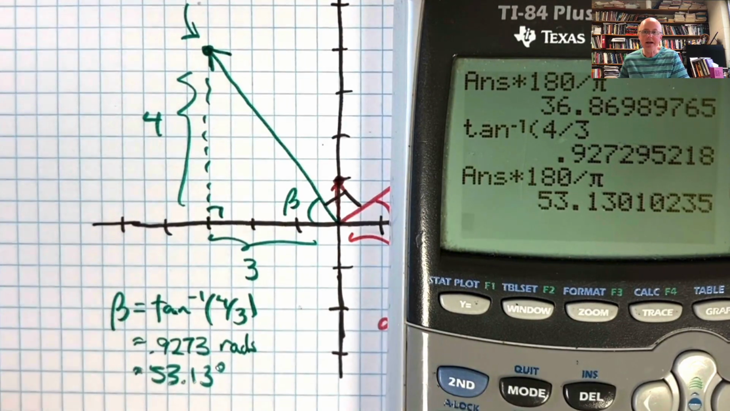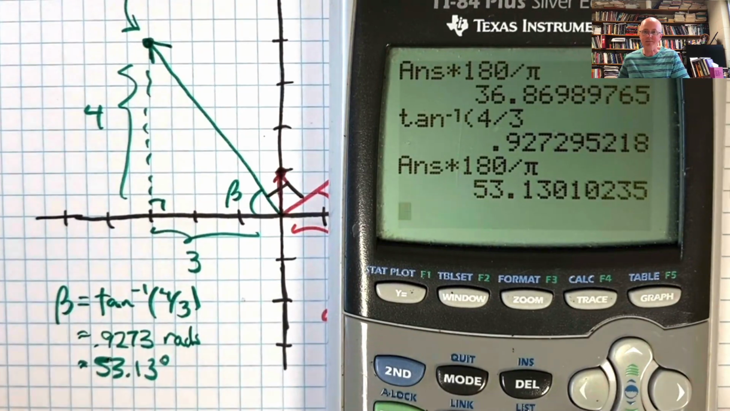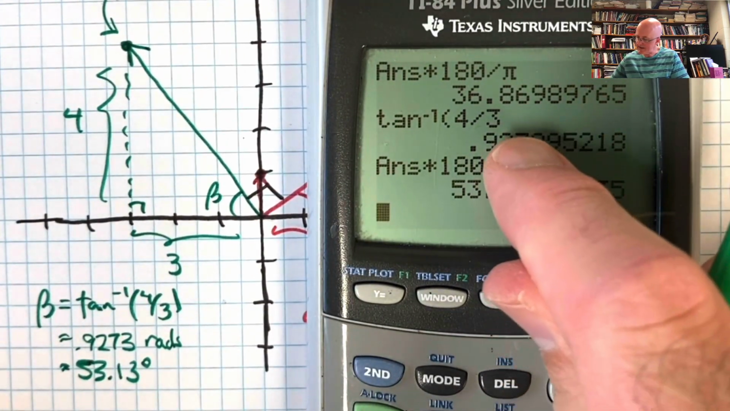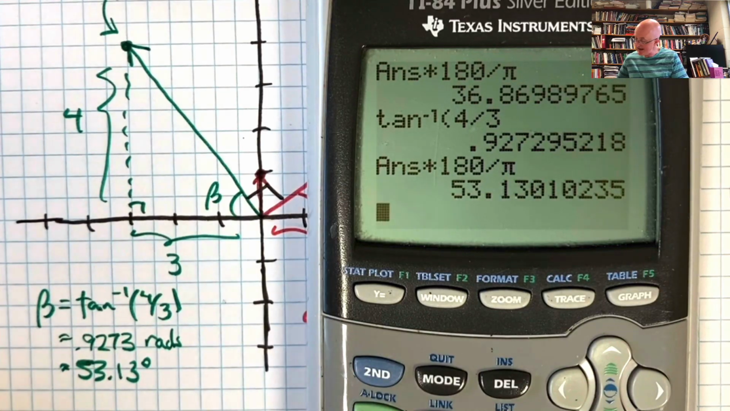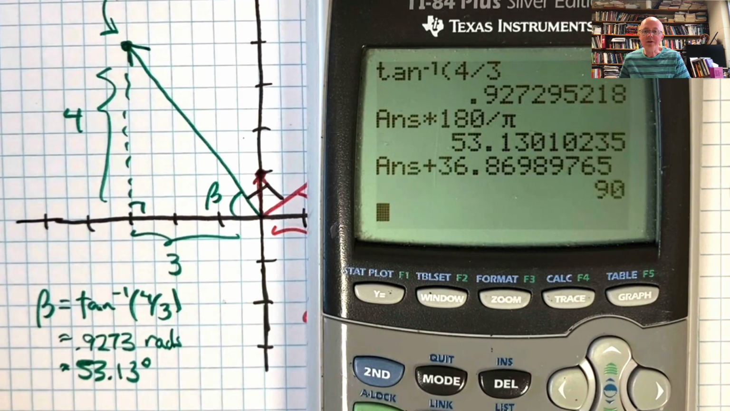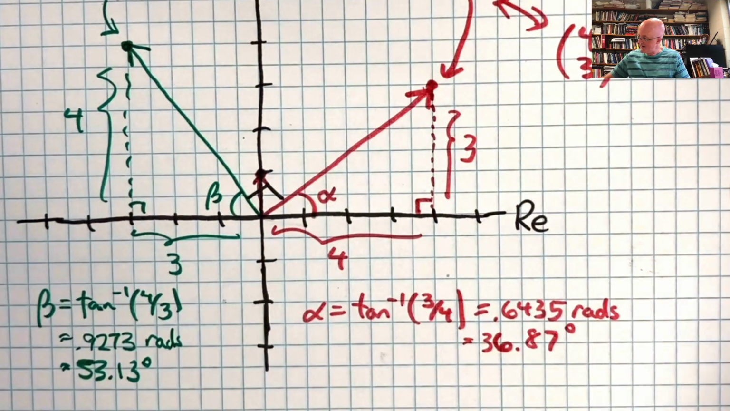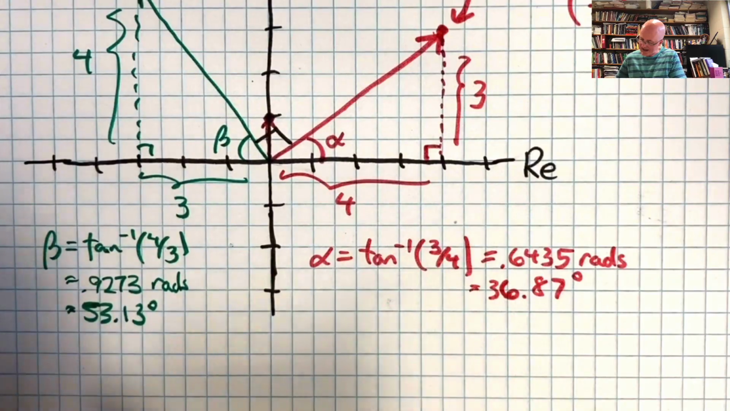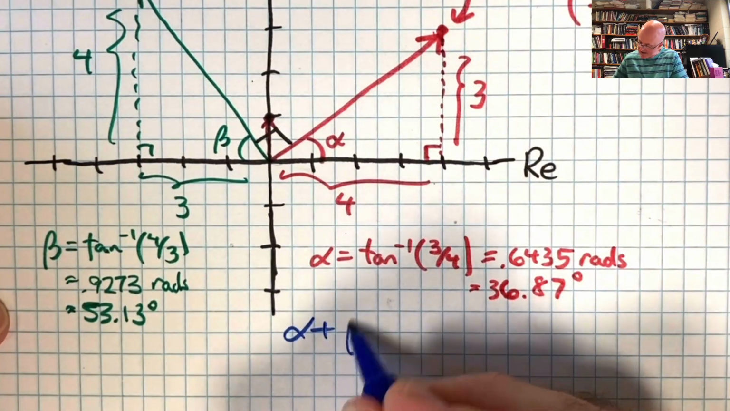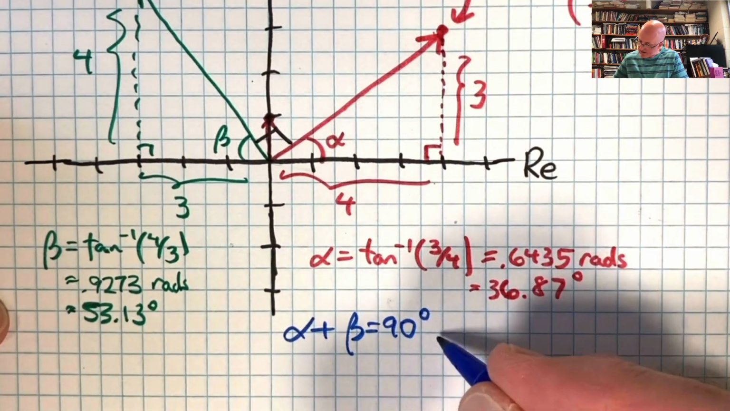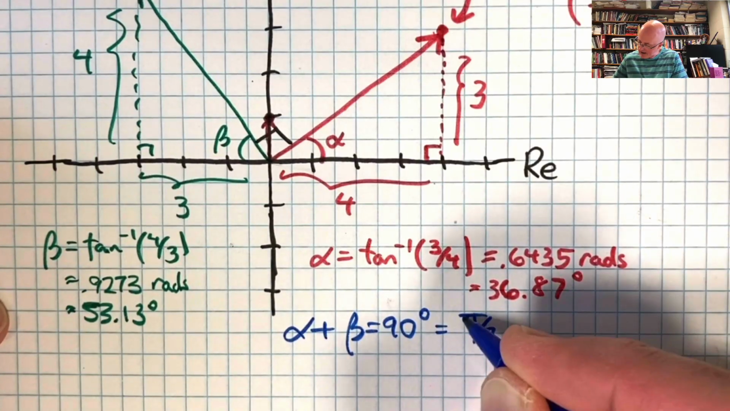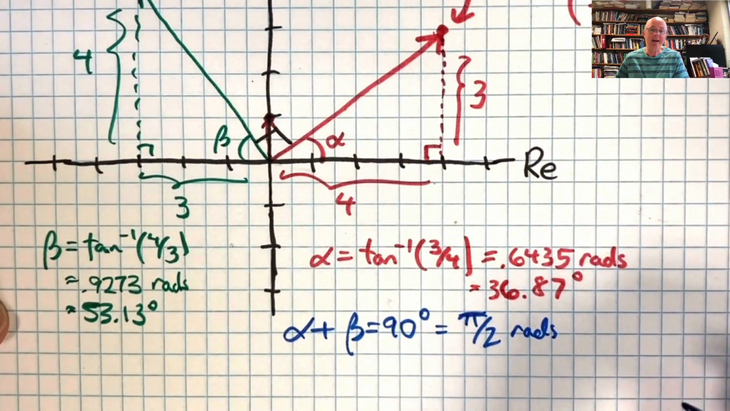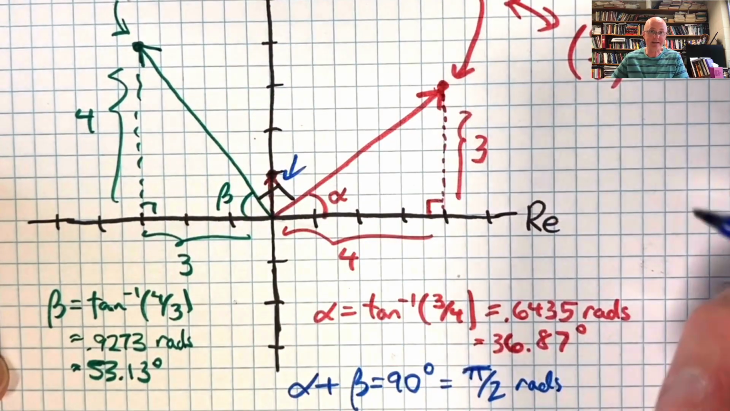53.13 degrees. If I add up alpha and beta, 53.13 degrees and 36.87 degrees, maybe you can do that in your head, you do get 90 degrees. I'll go ahead and use the full decimal places here, 89.9765. I do get 90 degrees. It looks like we've numerically confirmed, it seems to be the case, that alpha plus beta is 90 degrees. In radians, you can check that turns out to be pi over 2 radians. It is a right angle right there. It does seem to be the case.